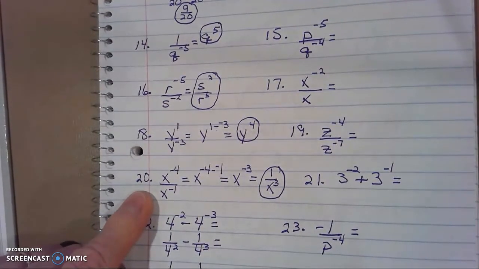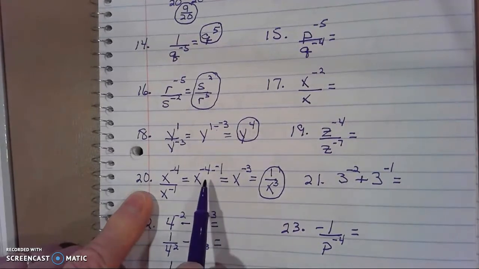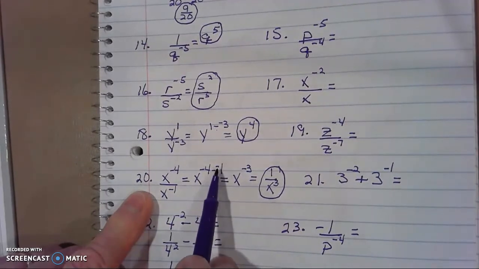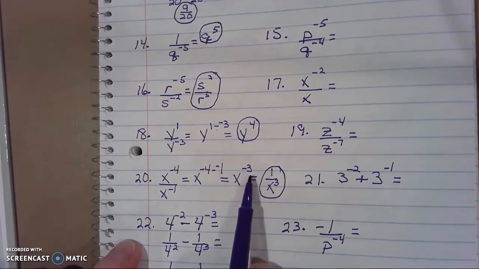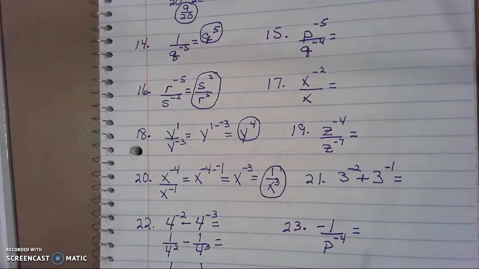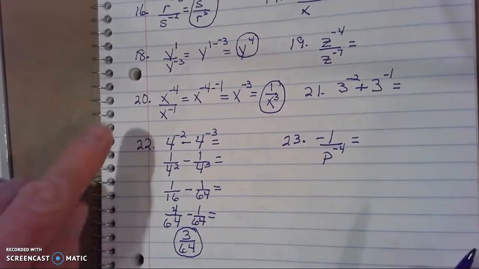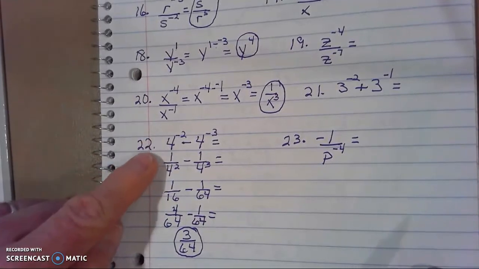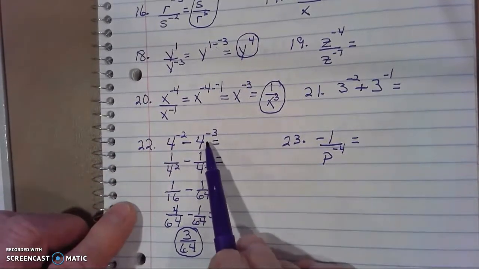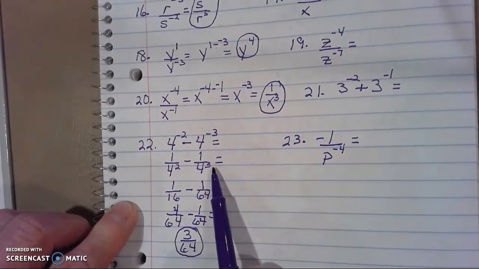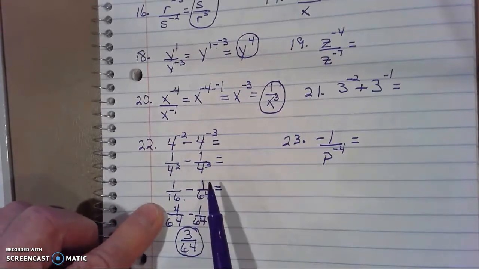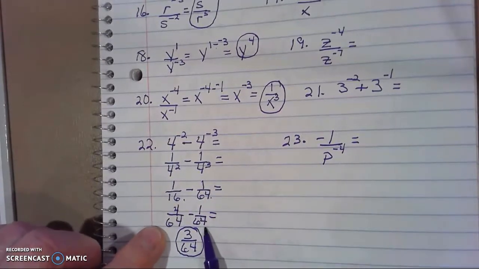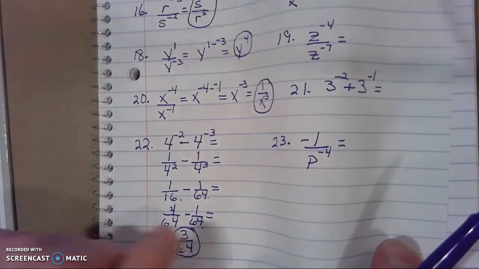20, as we have here, again we're dividing, so it's negative 4 subtracting negative 1. So x to the negative third, then we get rid of the negative exponent, 1 over x cubed. Another one with numbers with the negative exponents, 4 to the negative second is 1 over 4 squared. 4 to the negative third is 1 over 4 cubed. And then 1 over 4 squared is 1 over 16. 1 over 64. Then you need a common denominator because these two had different denominators, as I've done here.